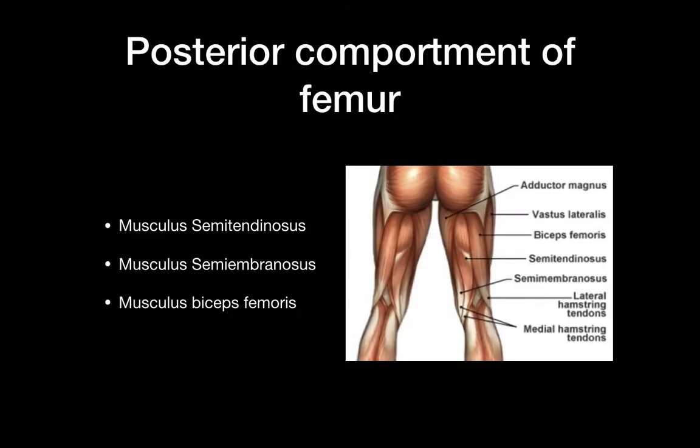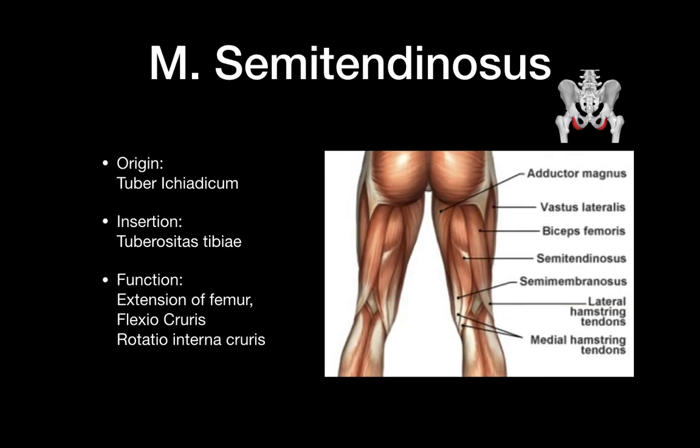Now go over to the posterior compartment. The posterior compartment is going to consist of three muscles: musculus semitendinosus, musculus semimembranosus, and musculus biceps femoris. So don't get confused by the musculus biceps brachii. All right, so we'll start with musculus semitendinosus. Musculus semitendinosus is going to originate from tuber ischiadicum and insert at the Tuberositas tibiae. You will see it here.